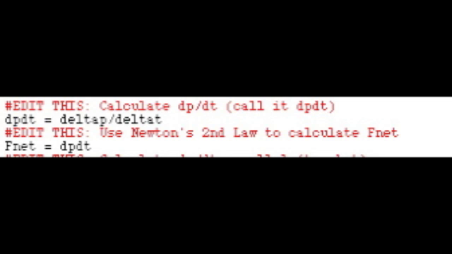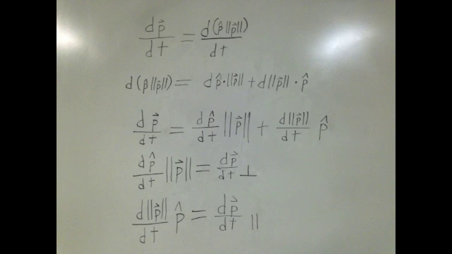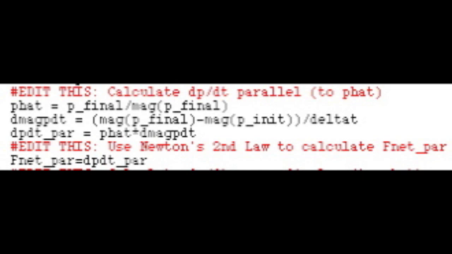to the net force. Then, we focused on the parallel and perpendicular components of the rate of change in momentum, which are equivalent to the F-net parallel and perpendicular components. In the next block of code, p hat and the magnitude of dp over dt are calculated and used to find dp over dt parallel, which is in turn equal to F-net parallel.